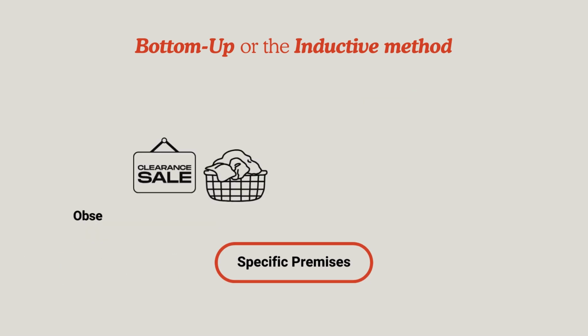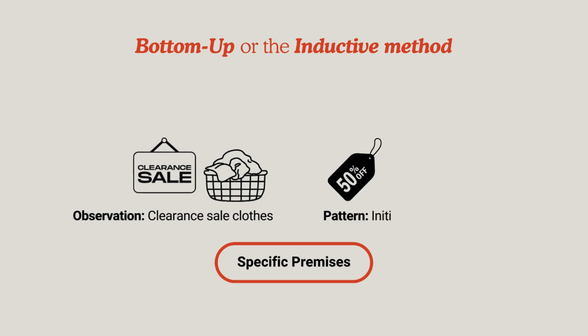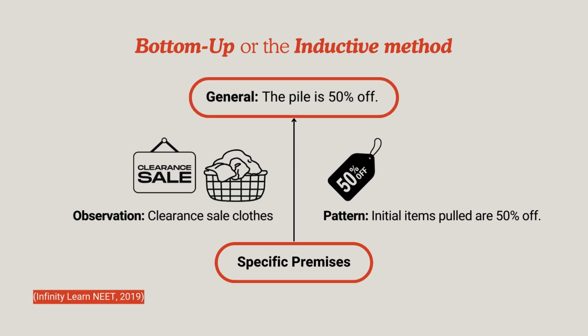You find a pile of clothing in the clearance section. You grab a piece of clothing and it's marked 50% off. The second one from the same pile is also marked down the same. You get to at least 5 pieces of clothing and they're also marked half off. Although we haven't checked each clothing within the pile, we can probably assume that it's a pile for those that are marked down 50% off.